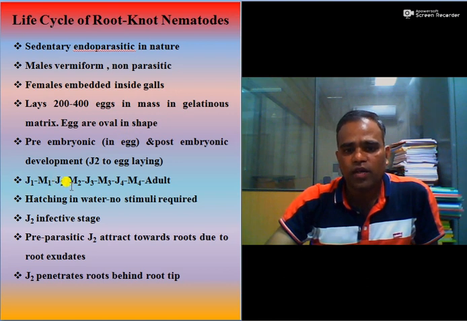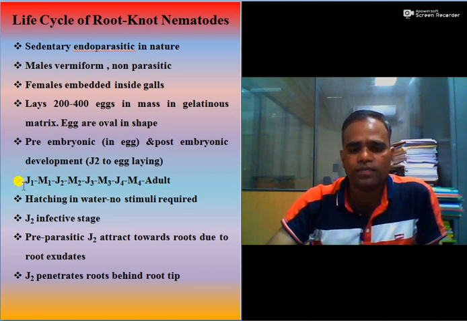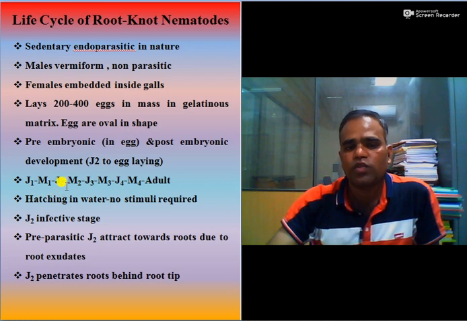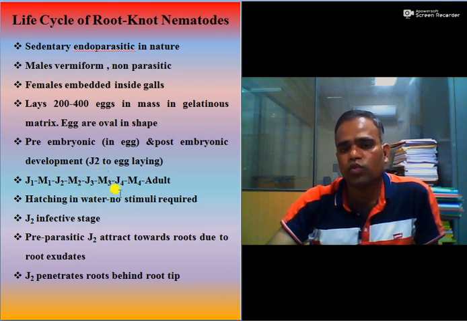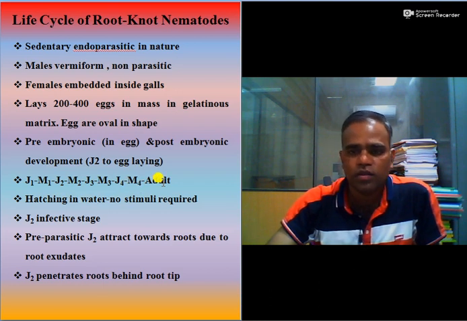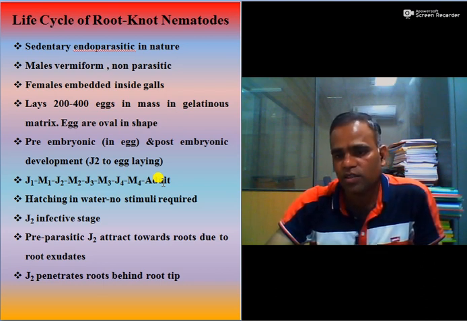So there are 4 molts and 4 juvenile stages present. After juvenile 1, the first molt occurs, which gives rise to juvenile 2. The second molt gives rise to juvenile 3. The third molt gives rise to juvenile 4, and the fourth molt gives rise to the adult. So one must keep in mind there are 4 molts, 4 juvenile stages, 6 life stages.